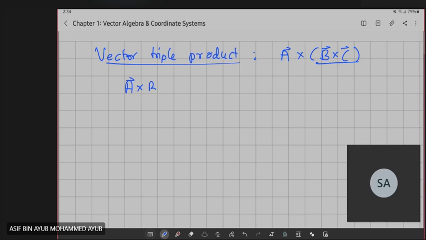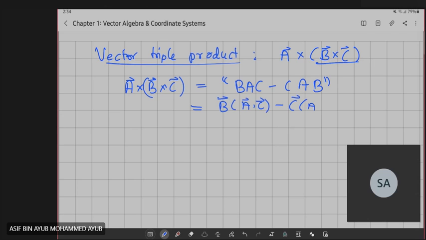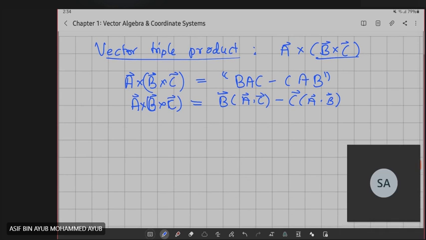So A cross B cross C, the way people usually remember this is by something called back cap. So you have B (A dot C). The first one is a vector, the second two are dotted. Minus C (A dot B). This is the formula. I won't show you the derivation because it's not going to give you much of an insight. Well, anyway, this is the vector triple product.